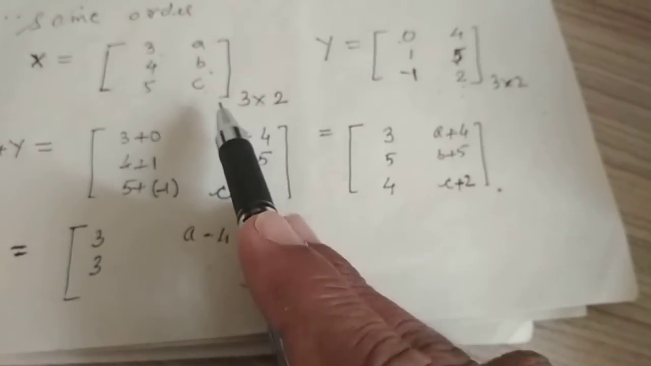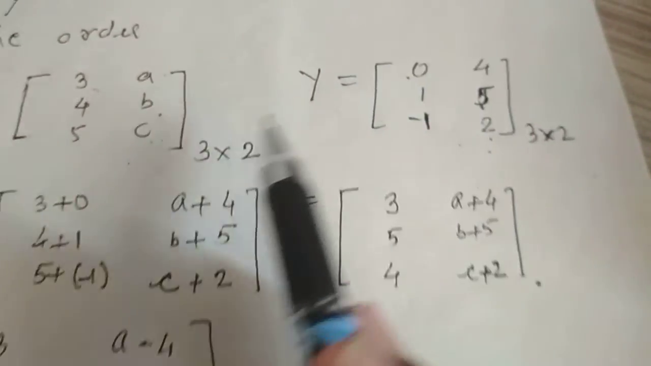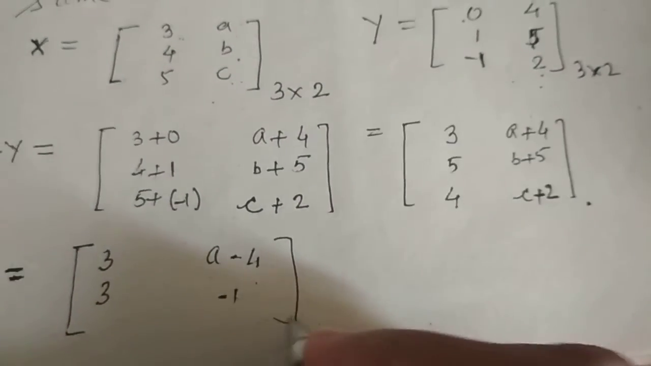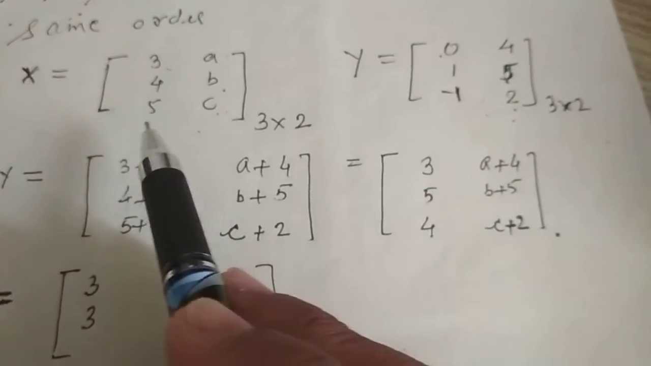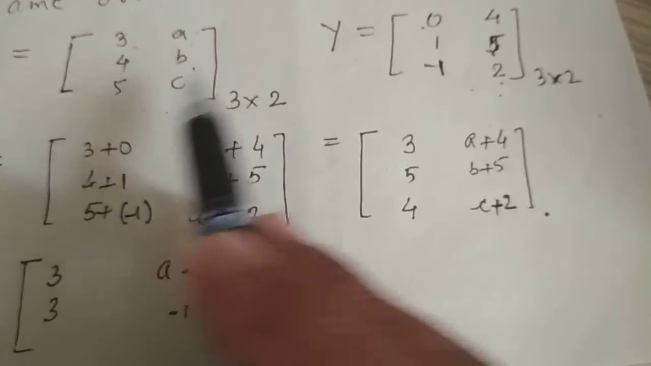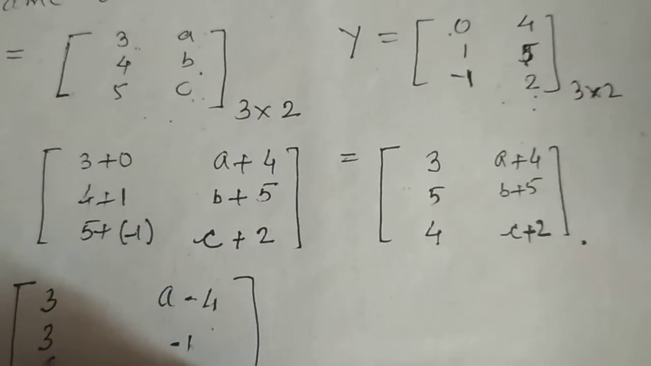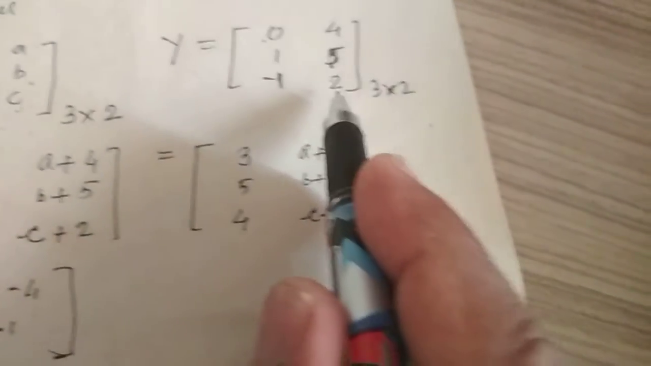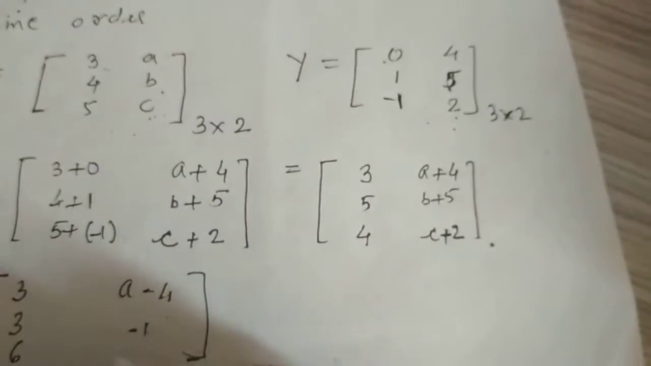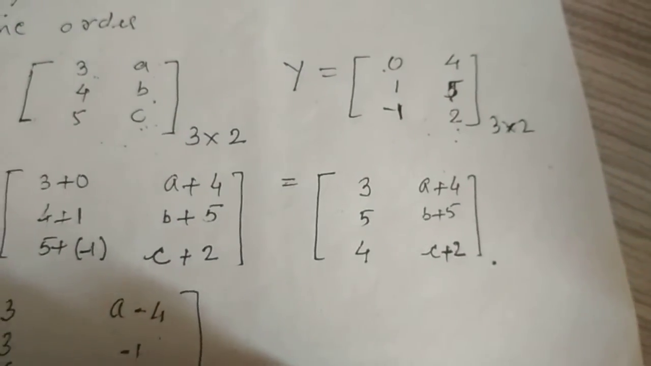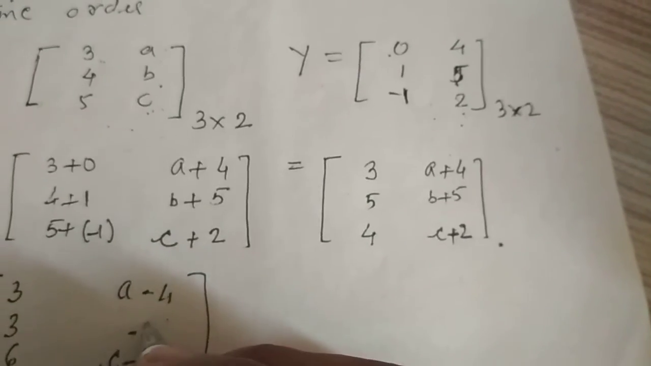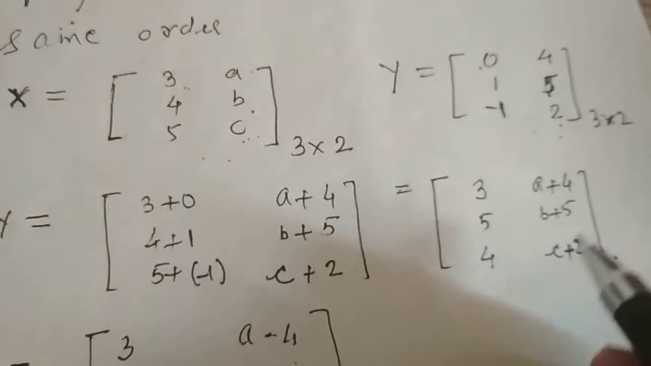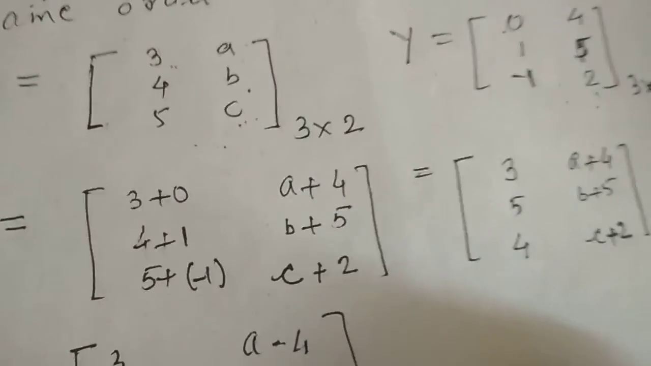Then we have b minus 5. It is b minus 5. So it is -1. The last element, last row, 5 minus of -1, that is 6. And c minus 2. It is c minus 2 simply. So this is as it is. This is the matrix. If they were numbers, then you directly write the final answer.